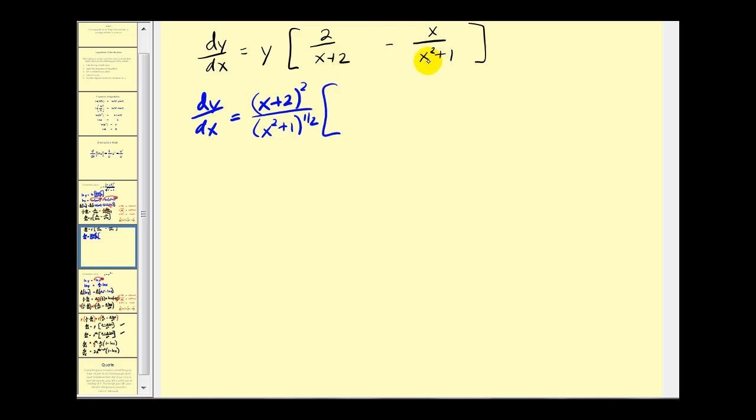Let's go ahead and subtract these. Let's first get a common denominator. We can see our common denominator would be (x plus 2) times (x squared plus 1).